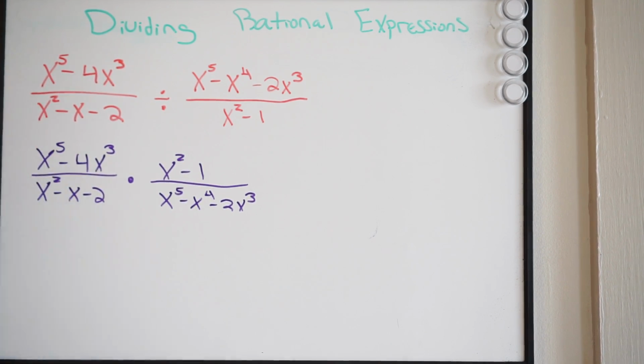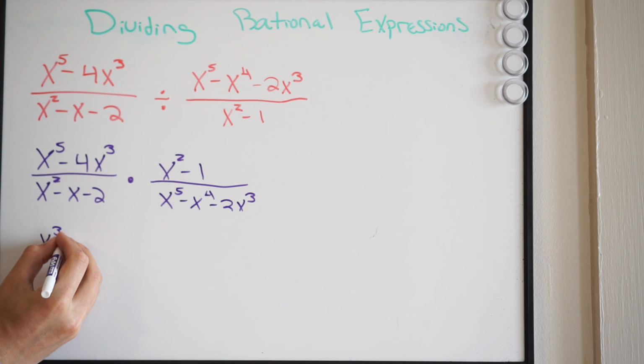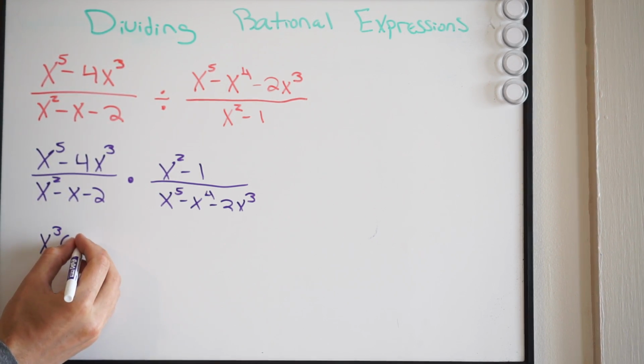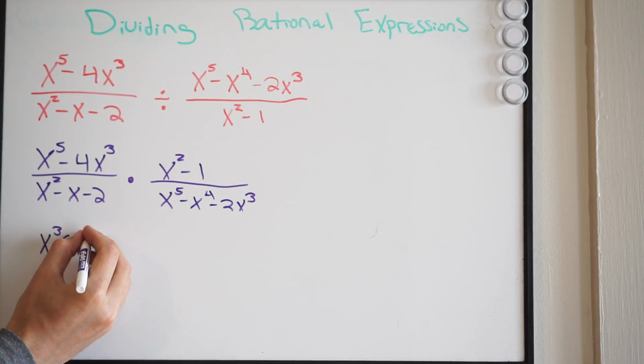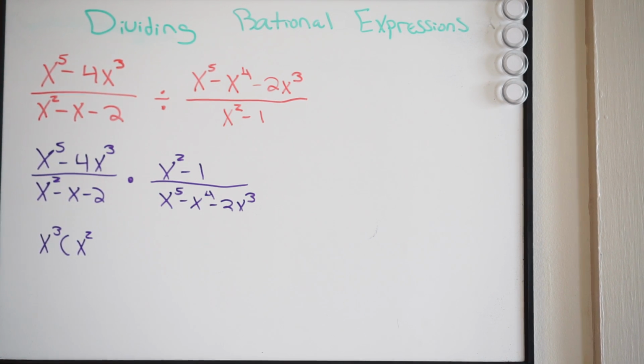What is going to be the greatest common factor that I can take out between these two here? So if I look at this, I can take out an x cubed, right? If I take out an x cubed, I'm going to be left with x to the second power, right? And that'll be minus 4.